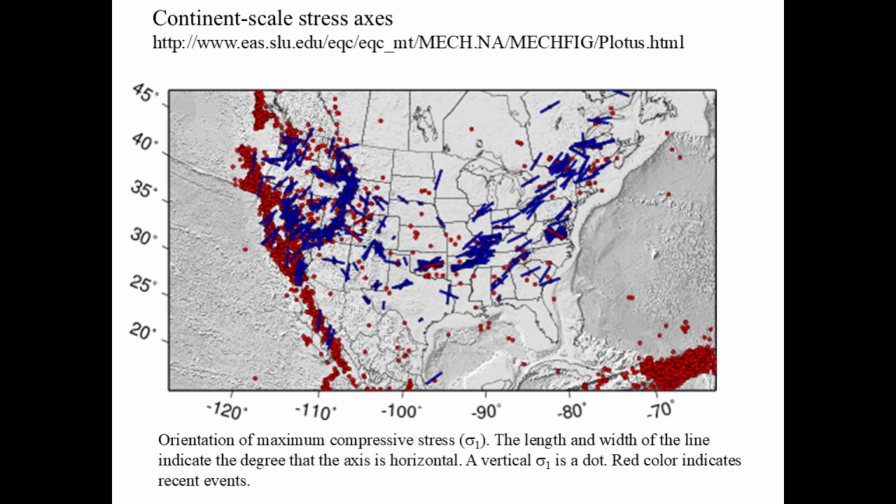Okay, now Walter talked last week about the orientation of the maximum compressive stress. So the length and the width of the lines indicate the degree that the axis is horizontal. A vertical sigma 1 is a dot. So the red color indicates recent events, which are earthquakes.